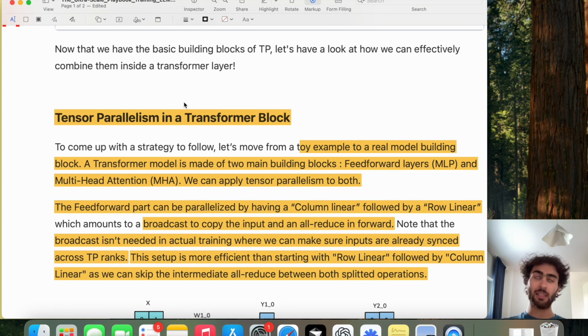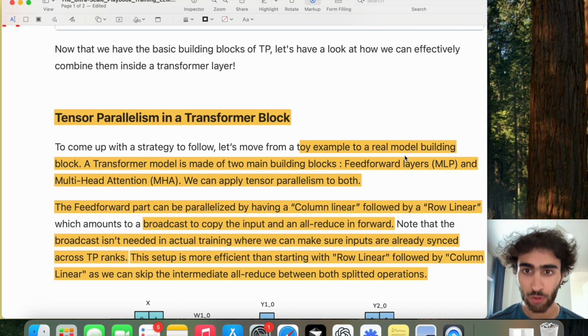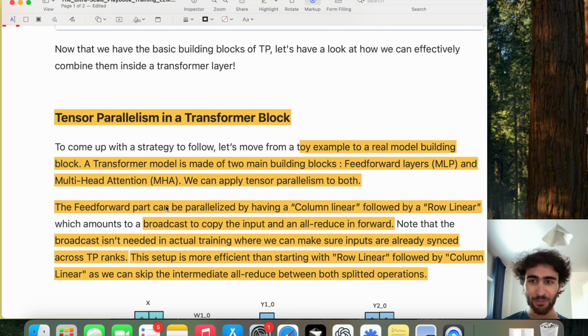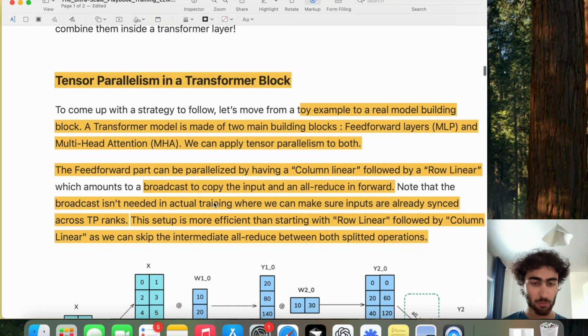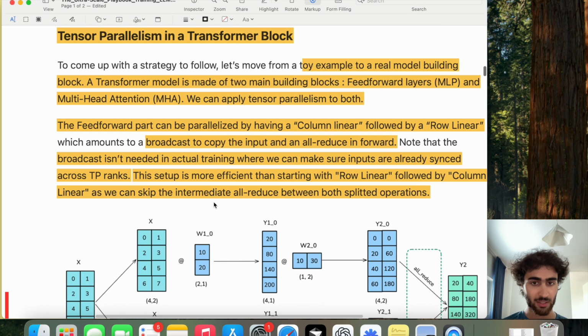So that was in the theoretical or toy example stage. Now we're going to do it on a real model, which is the transformer. So we have the fully connected pointwise feed-forward neural network, as well as our multi-head self-attention, and we can apply tensor parallelism to both of these cases.